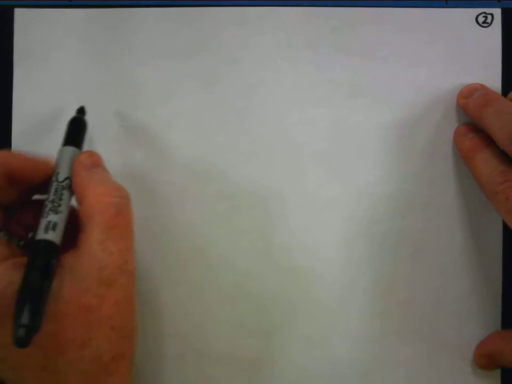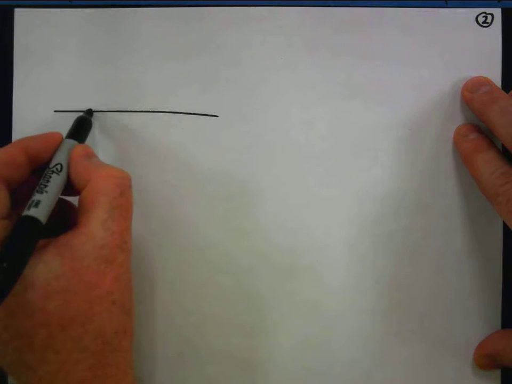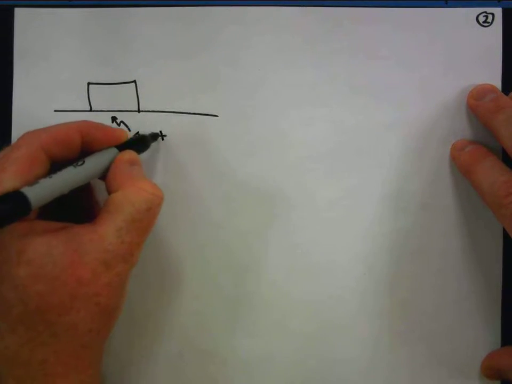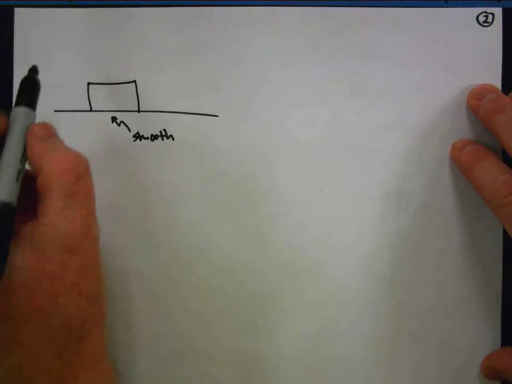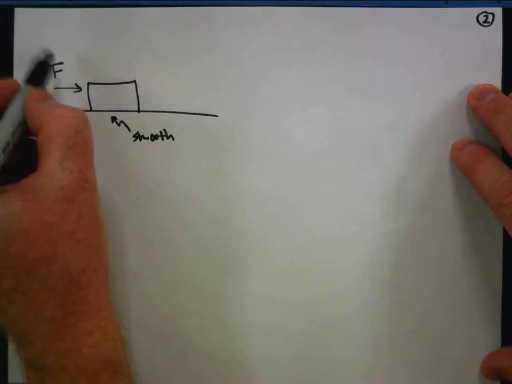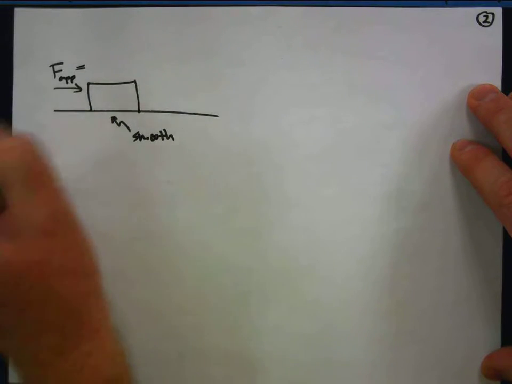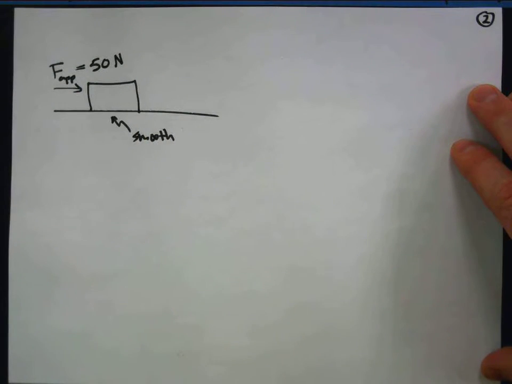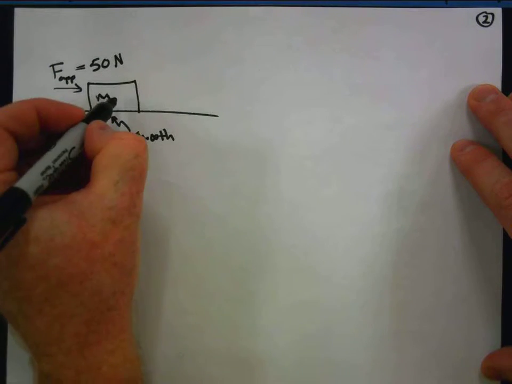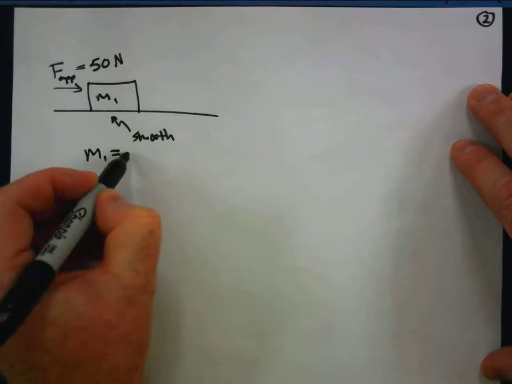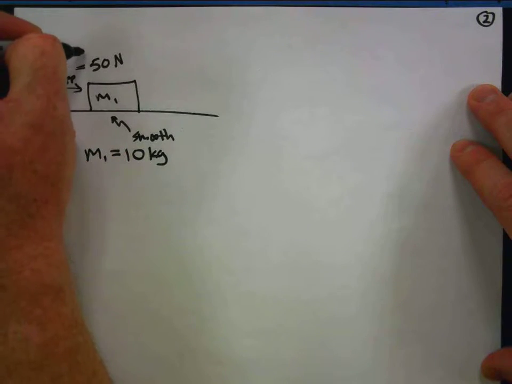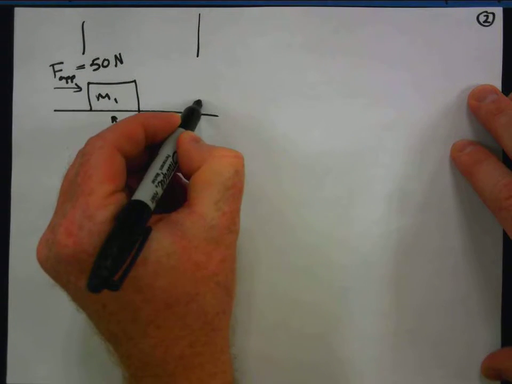This is going to be page 2, just for reference. We have a surface here, and just for argument's sake, let's say we have a smooth friction-free surface, and we've got a box sitting here. We're going to apply a force. Applied force, and let's call that 50 newtons. The mass of this object, well, let's call it M1, we can give it a mass of 10 kilograms if you like. No big deal. But while we're applying this force, this object is going to move a given distance, and it's going to end up over here.